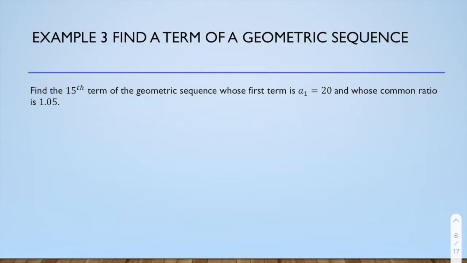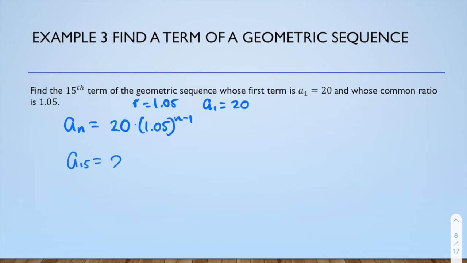Here in example 3, we're asked to find the 15th term of the geometric sequence whose first term is 20, a sub 1 is equal to 20, and whose common ratio is 1.05. So r is 1.05, and a sub 1 is 20. So when we start to write our nth term, we're going to say a sub n then is equal to 20 times 1.05 raised to the n minus 1 power. So we want to know what the 15th term is. So this is going to be a sub 15. That's equal to 20 times 1.05 to the 15 minus 1 power, or 20 times 1.05 to the 14th.